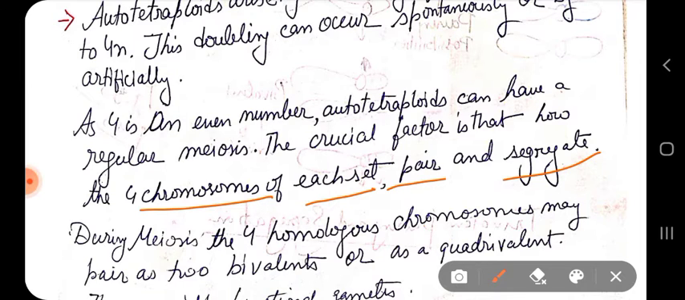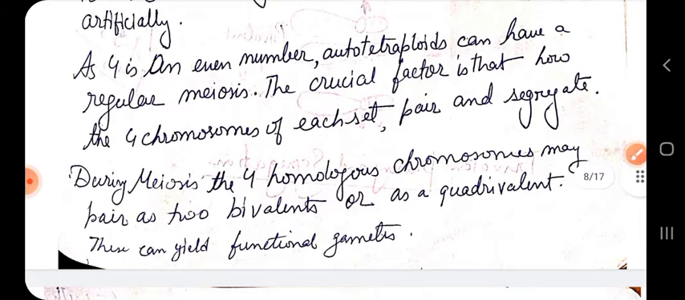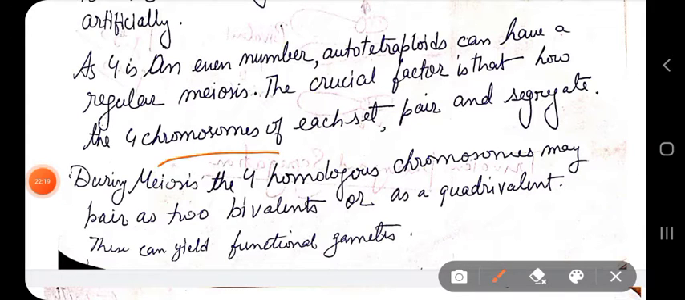Those polyploids which have 4 sets of chromosomes or 6 sets of chromosomes have a regular meiosis and can have viable gametes that will further fertilize to form a new being. But the main problem is, if it is a tetraploid, how these 4 chromosomes of each set pair, how they segregate, and how they are distributed to the opposite poles.